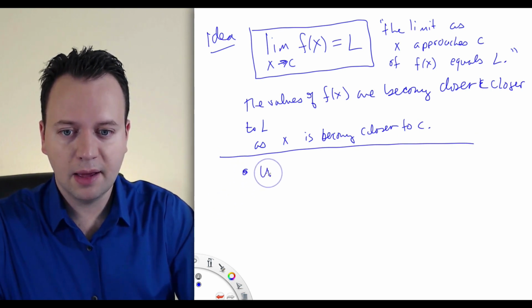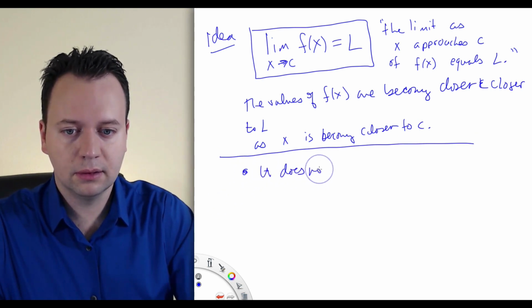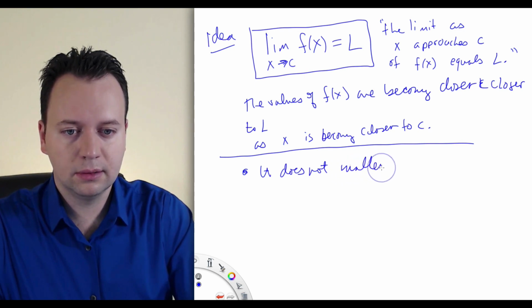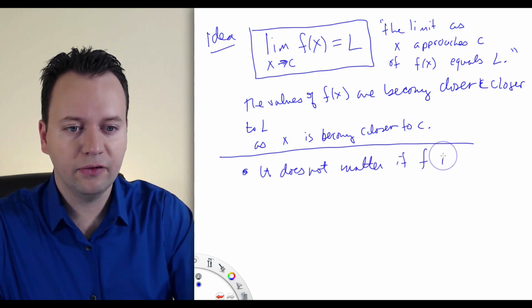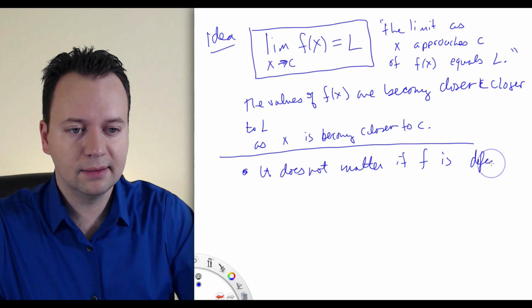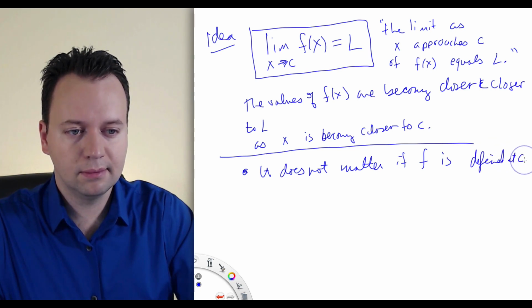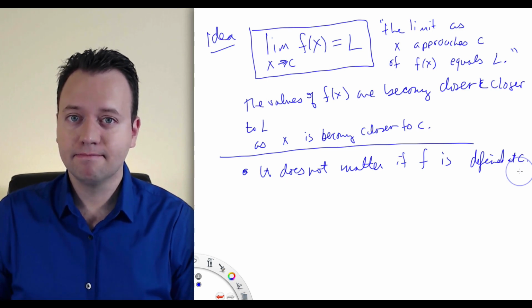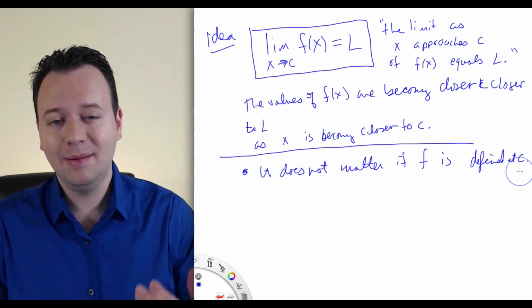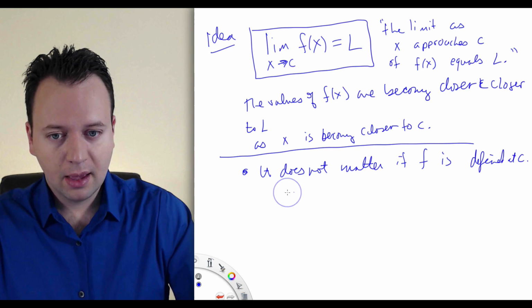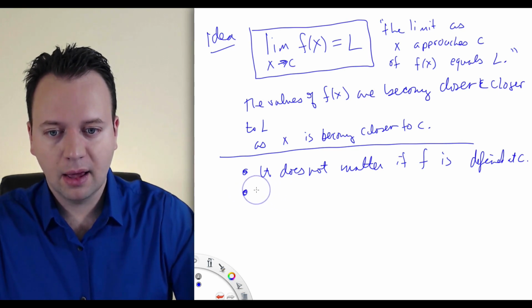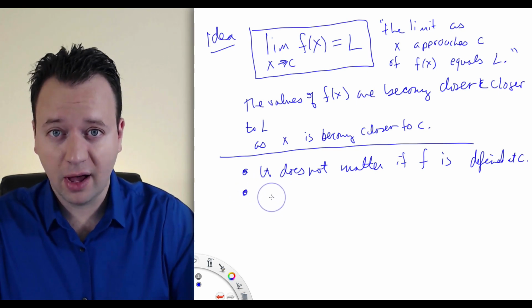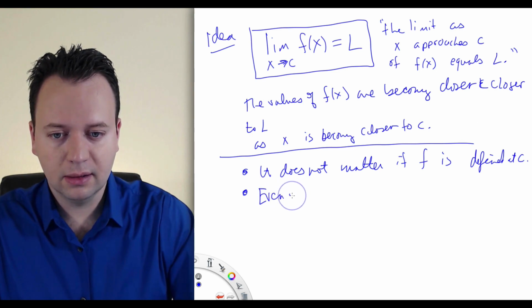One, it does not matter if the function f is defined at c. So in other words, f of c might not even be defined, and yet we can take the limit as x approaches c.